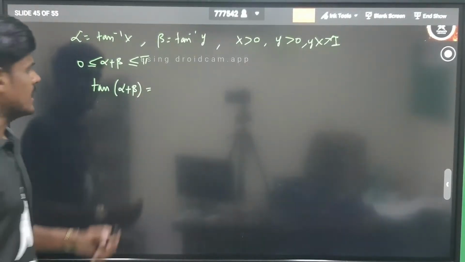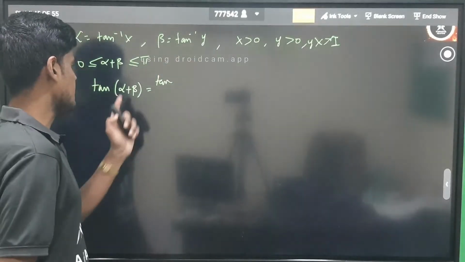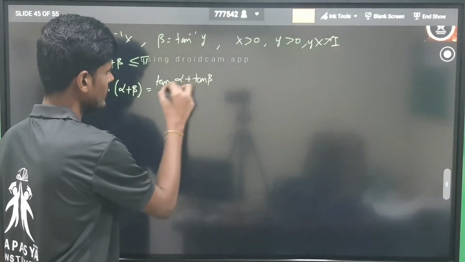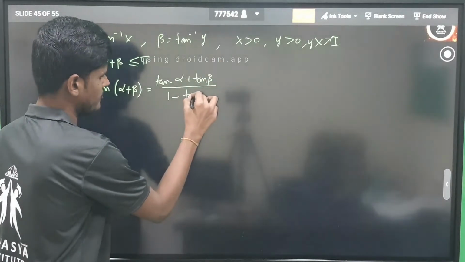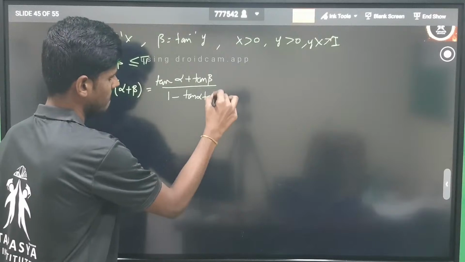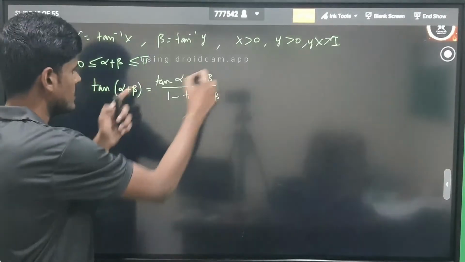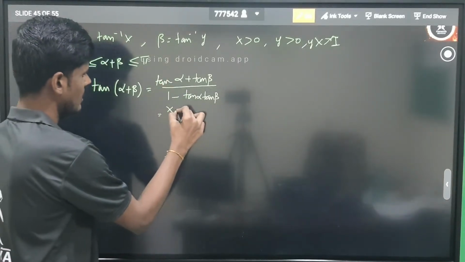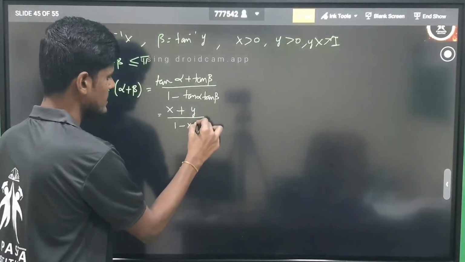Tan of alpha plus beta is equal to, what is the formula students? Tan of a plus b is tan a plus tan b divided by 1 minus tan a tan b. So tan of alpha plus beta is tan alpha plus tan beta divided by 1 minus tan alpha tan beta. Okay, this is the formula. And what is this value? Tan alpha is nothing but x, plus tan beta is y, divided by 1 minus xy.